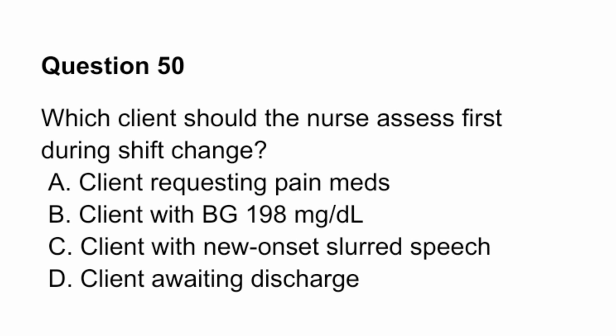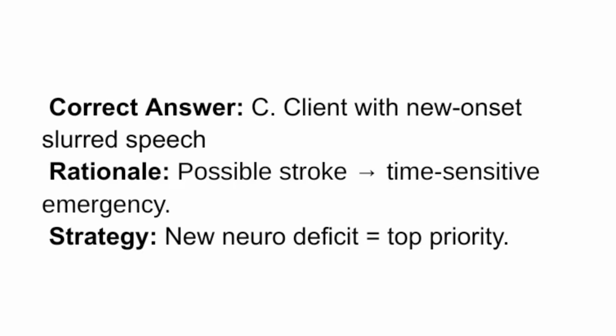Question 50. Which client should the nurse assess first during shift change? A. Client requesting pain meds. B. Client with BG 198 mg per deciliter. C. Client with new onset slurred speech. D. Client awaiting discharge. Correct answer, C. Client with new onset slurred speech. Rationale, possible stroke, time-sensitive emergency. Strategy, new neurodeficit equals top priority.